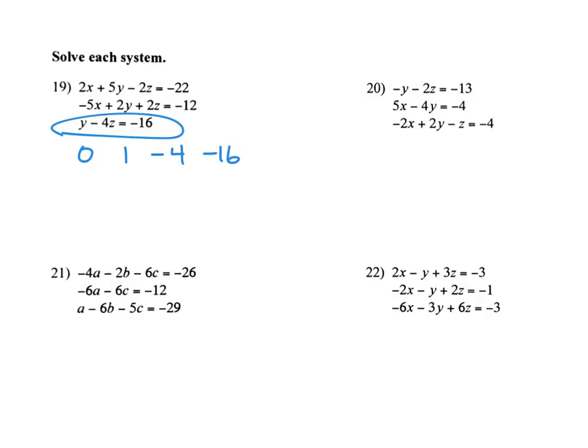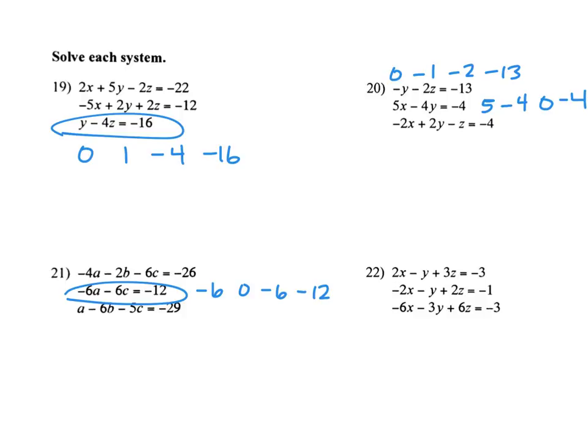On 20, in the first row, you're missing the x, so that should be 0, -1, -2, -13. In the second row, you're missing the z, so that should be 5, -4, 0, -4. On question 21, in the middle row, you're missing the b, so that should be -6, 0, -6, -12.